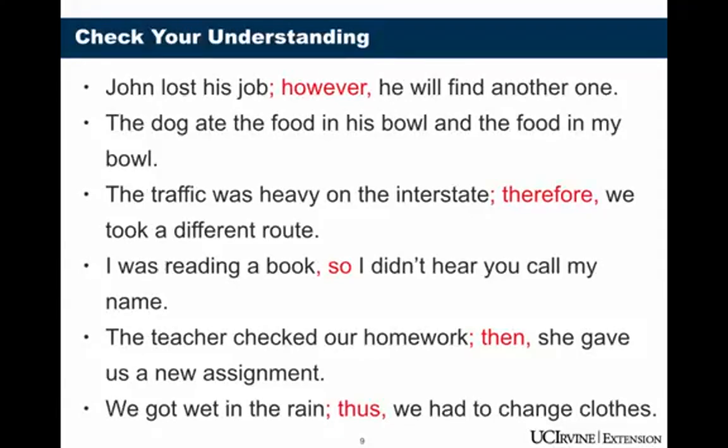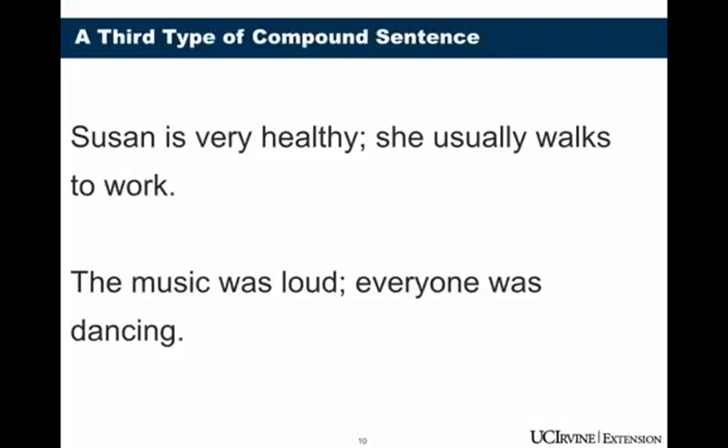It's pretty easy, right? As long as you remember the two groups of words. You put a comma in front of conjunctions, and you put a semicolon in front of a transition with a comma after it. There is one other type of compound sentence that you might use occasionally. In this type of compound sentence, we only use a semicolon to join two sentences.